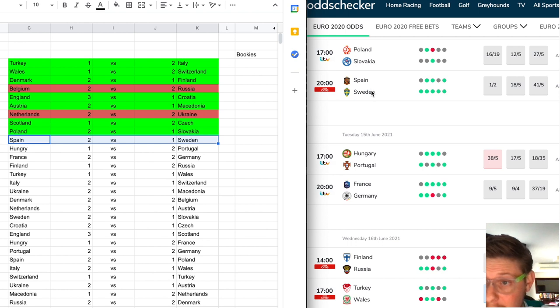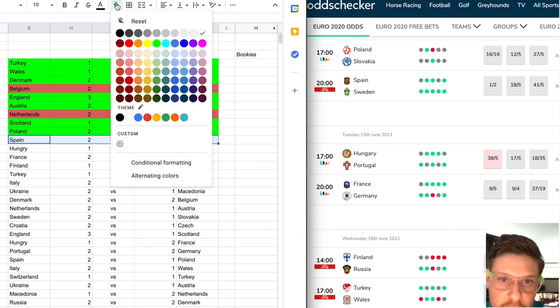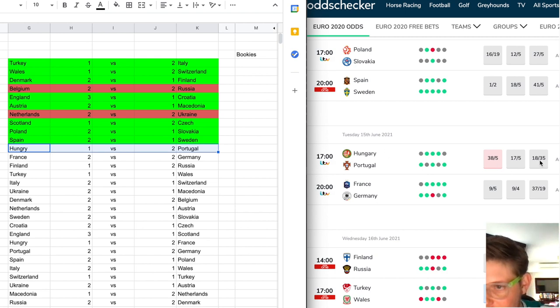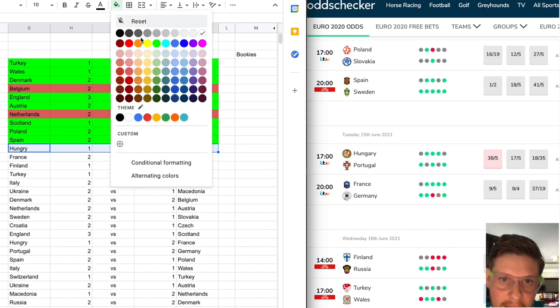Spain versus Sweden. No, they're definitely favoring the Spanish. We're favoring the Spanish as well. So we got there. Hungary versus Portugal. And yeah, you can see there they are also definitely favoring the Portuguese.